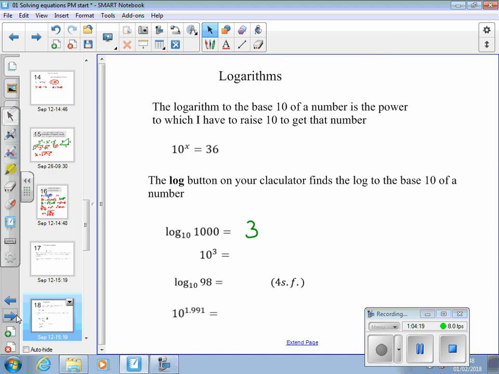What's the log of 98? 1.991. Now if you do 10 to the power of 1.991, you get 97.954, and that's simply because you've rounded that value. So log x and 10 to the power of x are opposites of each other. We talked about that earlier.